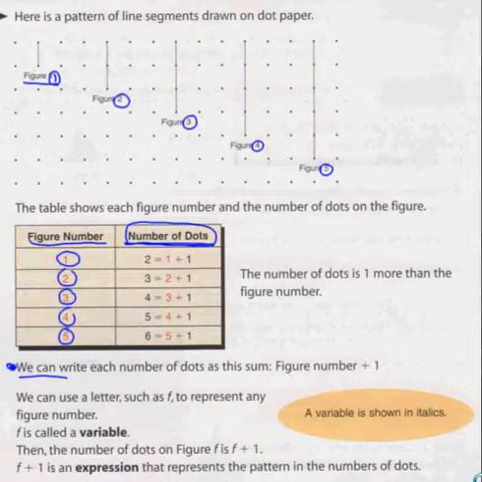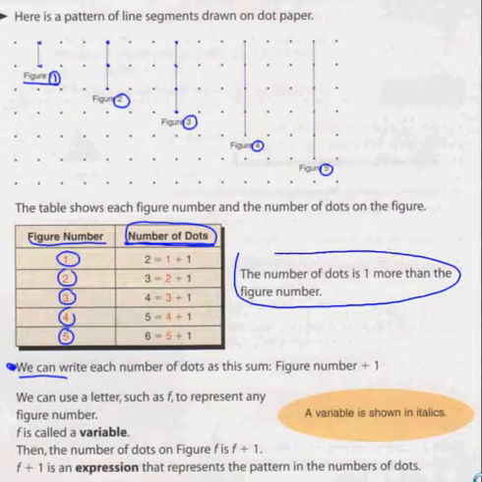So in figure 1, I can see 2 dots. There's a dot, and there's a dot. Figure 2, I see 3 dots. Figure 3, I can see 4 dots. And so on. Figure 4 has 5 dots. Figure 5 has 6 dots. Now, we can recognize something here. The number of dots is 1 more than the figure number.